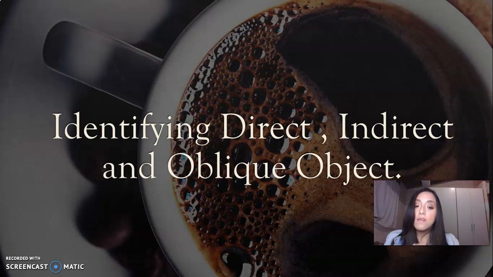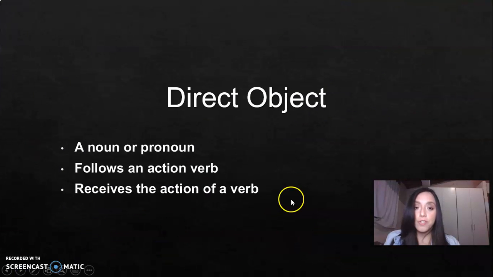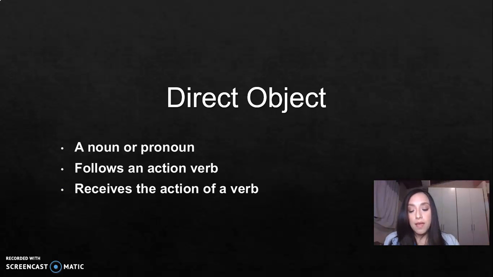Indirect object, and the oblique object. So let's get started. Now, the first one is the direct object. This one is a noun or pronoun, follows an action verb, and receives the action of a verb.